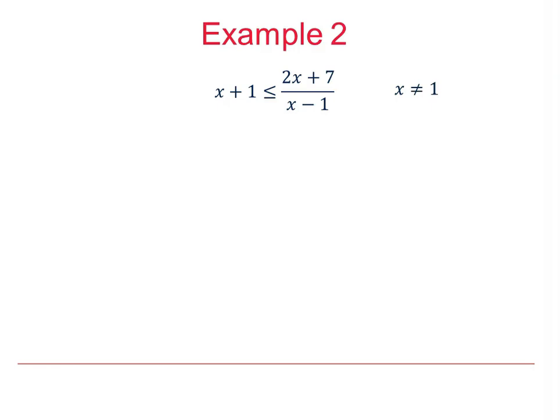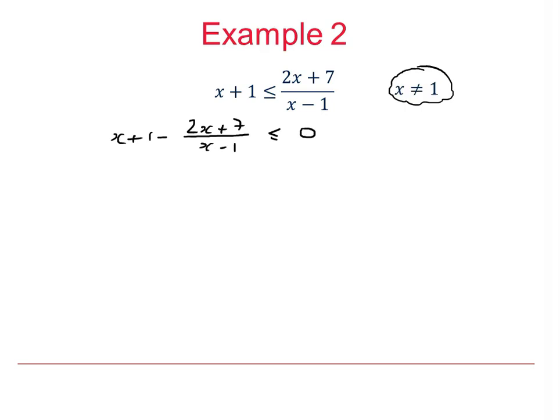Here we have it written out. Remember, of course, that we've got x is not equal to 1 again. That's because the denominator will be equal to 0 and we have an undefined value. What we need to do is to write it as x plus 1, and then minus the fraction 2x plus 7 over x minus 1, and that will be less than or equal to 0.